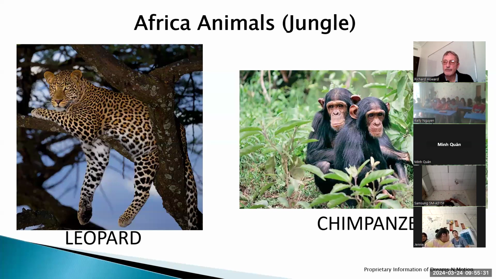One of the characteristics about chimpanzees is they're very, very intelligent, very smart. They are the closest to mankind. Of all the primates, monkeys, gorillas, these things, chimpanzees are the closest in terms of intelligence to man.